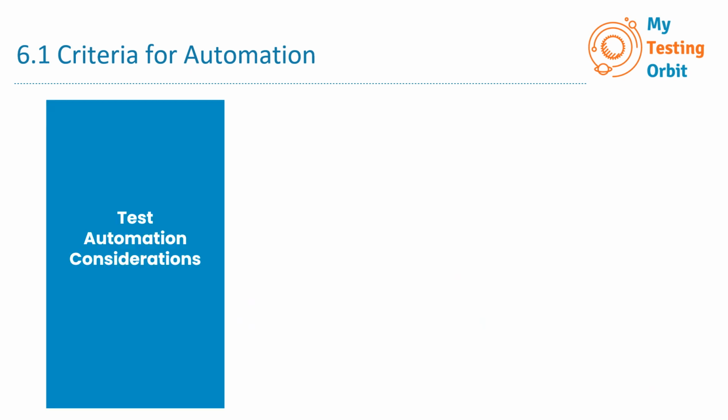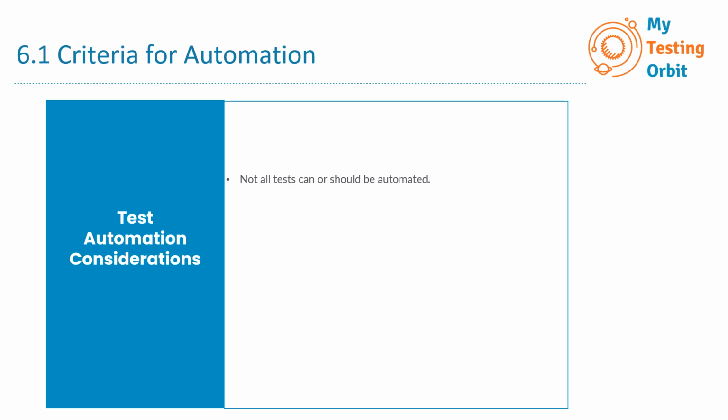Test automation considerations. The first one is not all tests can or should be automated. You cannot automate every test, and it's not always the best choice. There are situations where manual testing is more appropriate. The next point is sometimes the first iteration of a test may be manual. In some cases, when you start testing something new, you might have to do it manually at first. Automation can come later once you understand the process better.